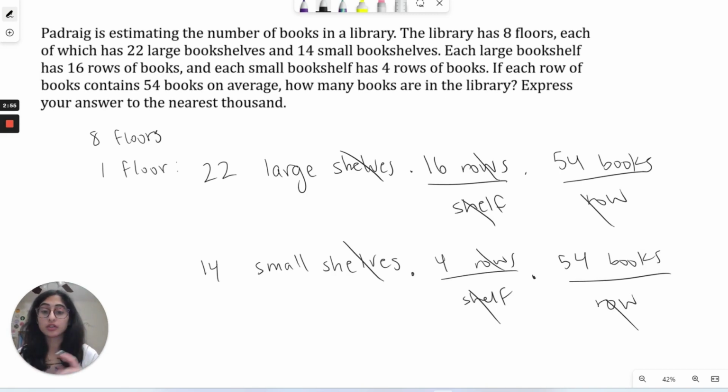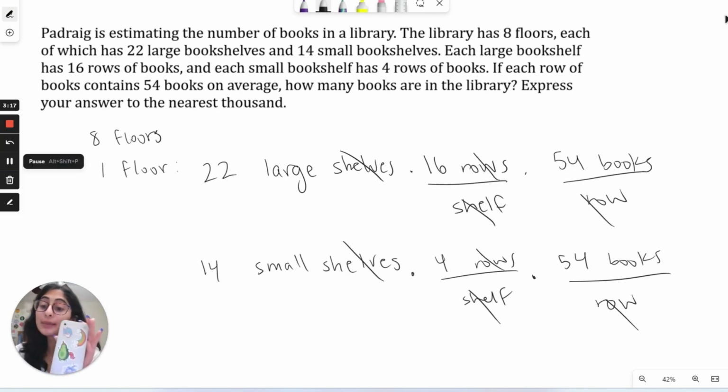And so for this, we can calculate how many books are in the 22 large shelves by doing 22 times 16 times 54. And then we can calculate how many books total are in those 14 small shelves by doing 14 times 4 times 54. So you could totally do this by multiplying this out by hand. But since this is a target question, you are allowed to use a calculator. So in the interest of time, I got my calculator. Do you like the stickers on it?